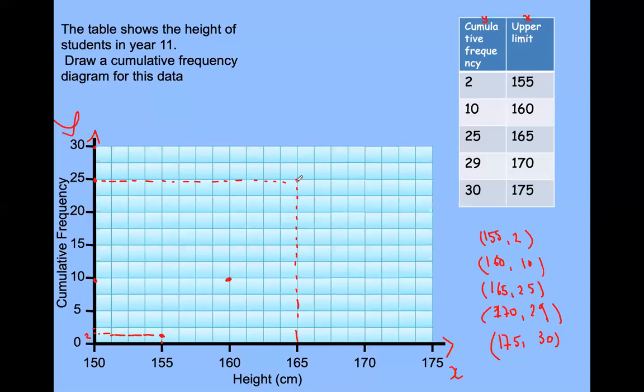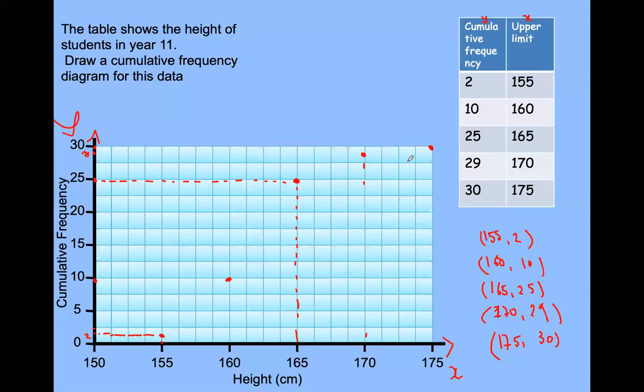So it's going to be this point here, you can tell. Next one is 170, 29. So 29 is going to be right there somewhere. It's 170, 29, so it's going to be somewhere here. And 175, 30 is going to be right there. This is a bit much easier.